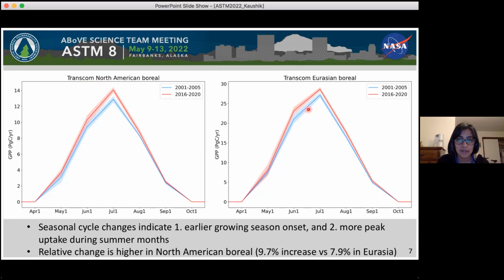And you can see by the magnitudes of the Eurasian region, obviously, because it's a larger amount of area there, it contributes higher overall flux. But the interesting thing is that the relative change in North America from the first 5 years of the 20-year period we were looking at to the last 5 years, the increase in North America is significantly larger than it is in Eurasia.